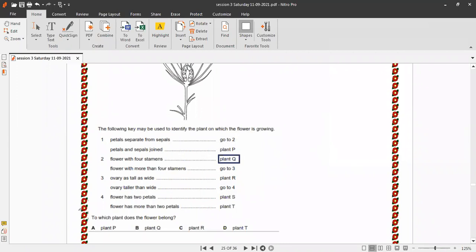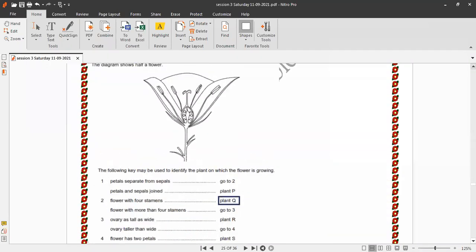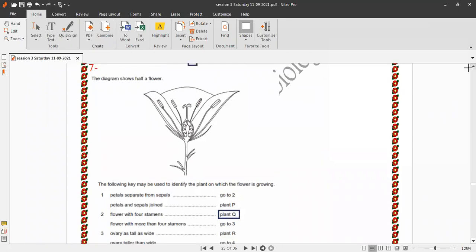Nuran? Yes. This one is correct. It's plant Q. Plant with 4 stamens. Yeah, 4 stamens. It does have 4 stamens.